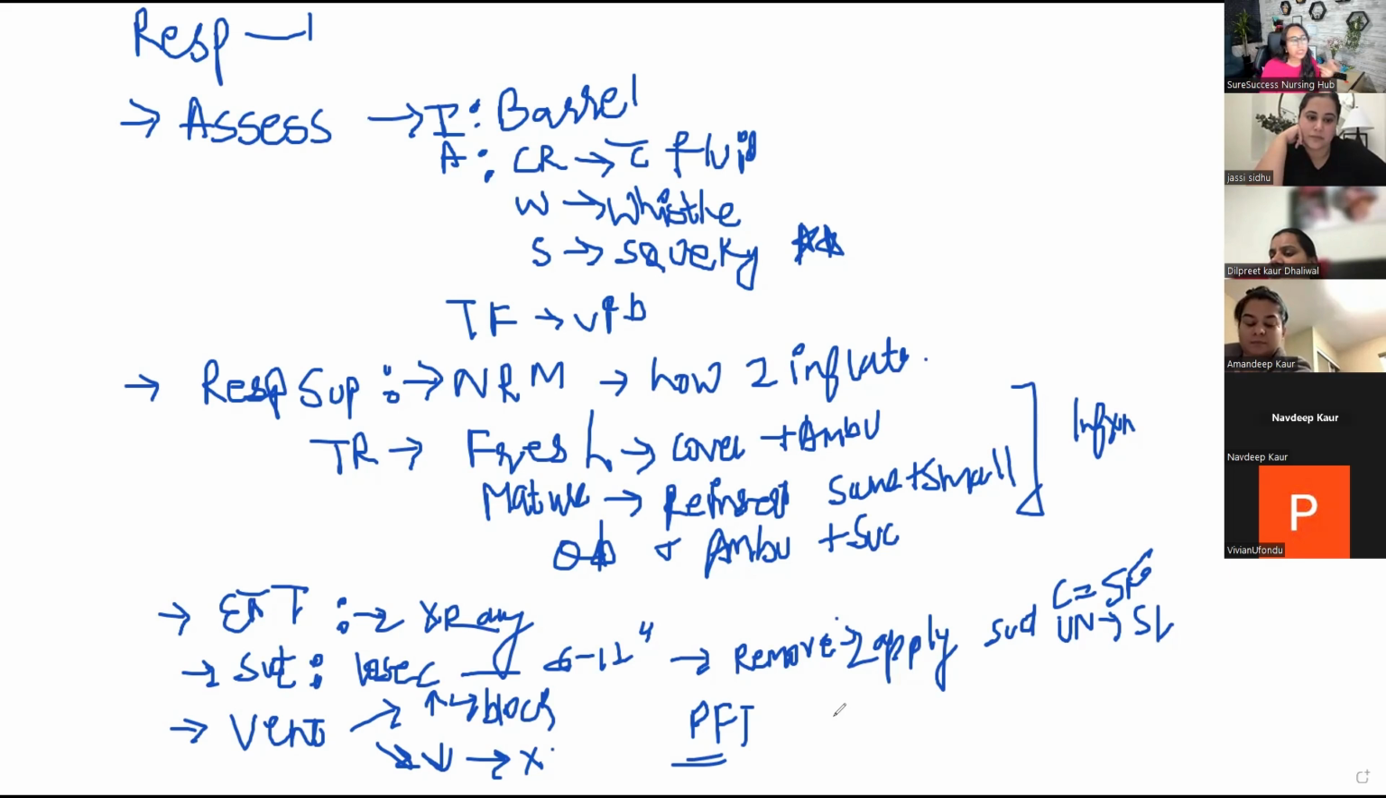Okay, and then PFT, we studied about thoracentesis. Just write down the positioning, pre and post-op, right? Some of the things. So bronchoscopy, you are going to do the pre and post-op. These are the little things on one paper.